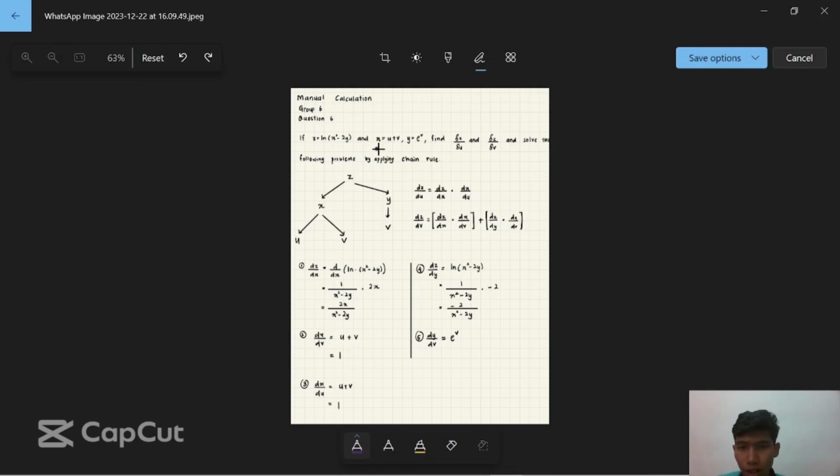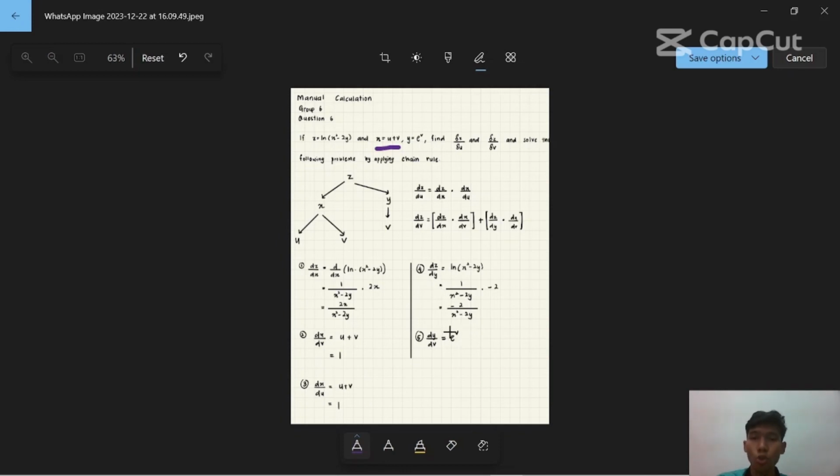As you can see, the equation for variable x equals u plus v. The coefficient of u and of v is only 1. So when we differentiate x with respect to v and x with respect to u, each will get 1. The first one is differentiate z with respect to y, we get minus 2 divided by x squared minus 2y. And for the last one, differentiate y with respect to v, we will get e to the power of v.